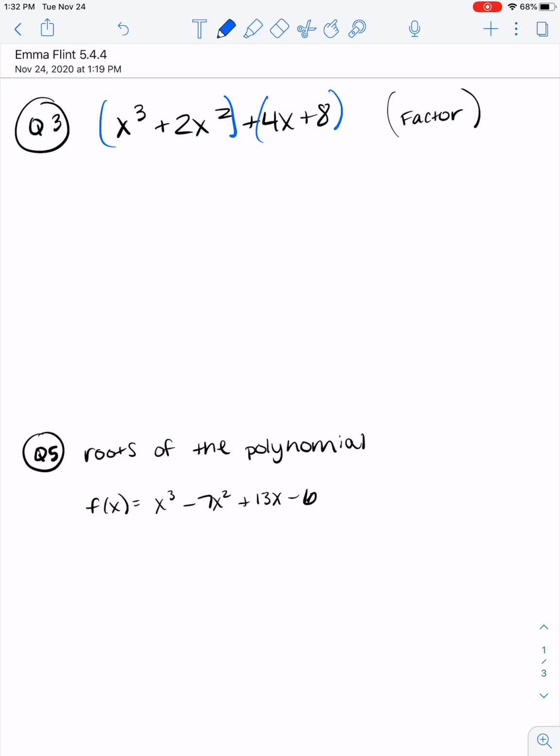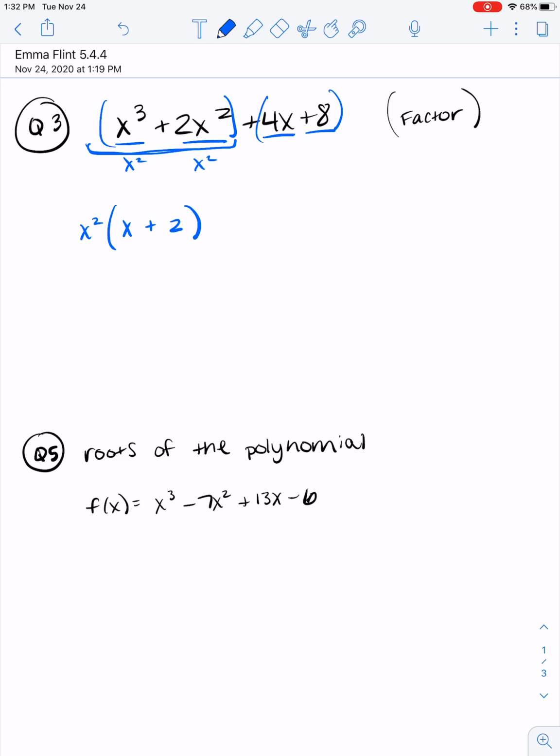So focus just on this first group. I think to myself, what do they have in common, or what could I take out of both of them? Well, they both have an x squared. So I'm going to take out an x squared, and then in parentheses I'll write what's left over after I factor out an x squared. The first term I would have x. The second term, if I take out an x squared, I just have 2. So x plus 2.